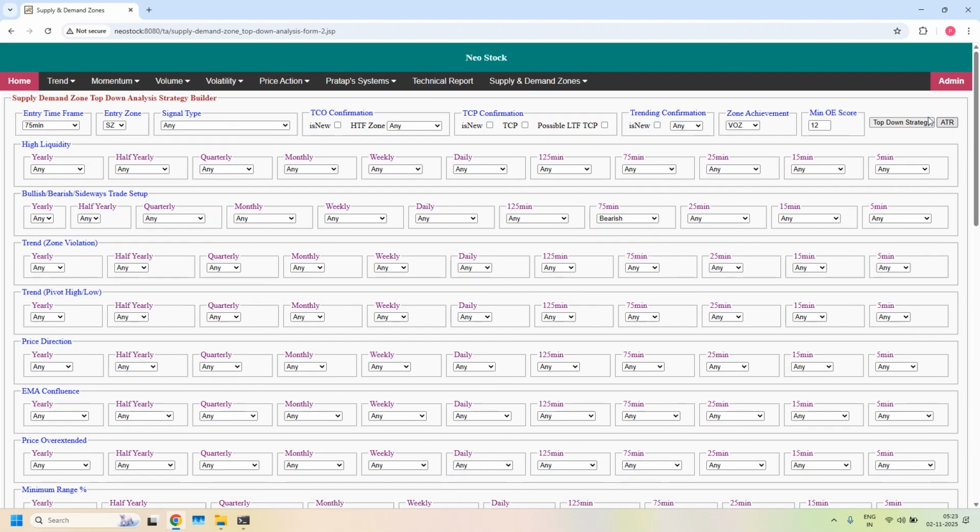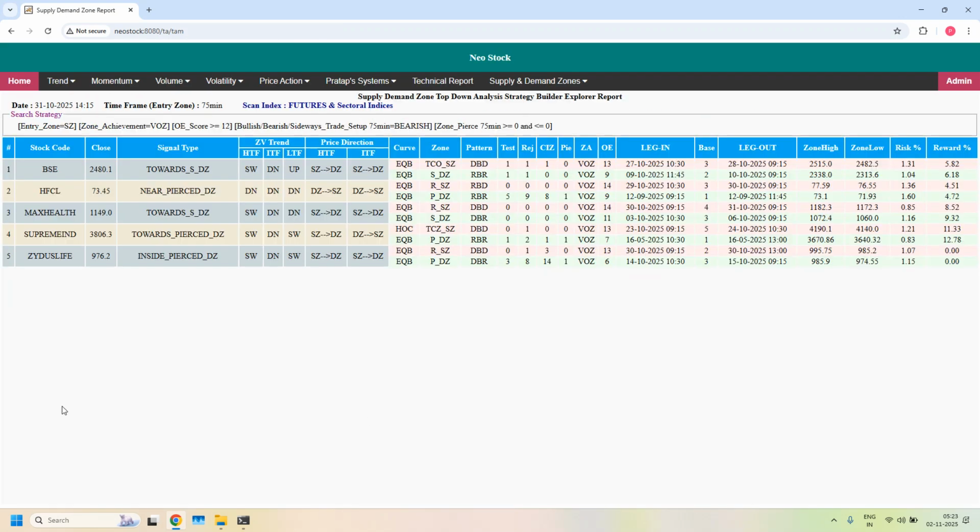So with these filters, we got 5 stocks. These 5 stocks are supporting bearish trade setup for weekly income trade. And entry time frame zones are daily supply zones. So total we got 5 daily supply zones. Sorry, 5 75 minute supply zones. Sorry for my mistake. Entry time frame zones are 75 minute supply zones. So total 5 75 minute supply zones.